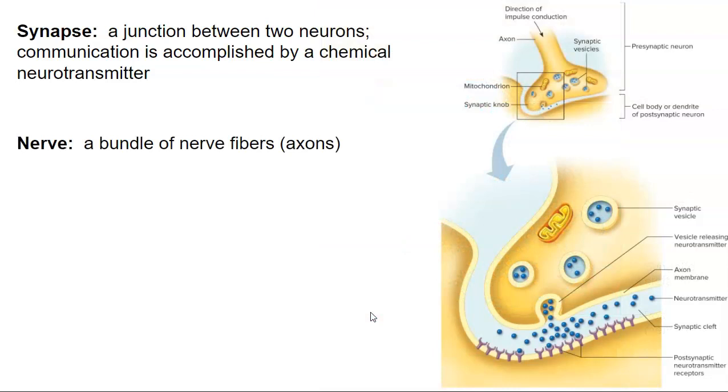Here's some terminology you need to be familiar with. A nerve is nothing more than a bundle of axons or a bundle of nerve fibers. So anytime you hear nerve, you always want to think of just a bundle of long axons.